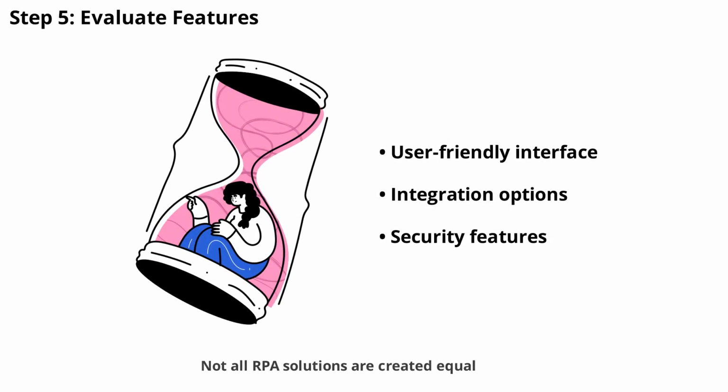Not all RPA solutions are created equal. Evaluate the features offered by each vendor on your shortlist. Key features to consider include user-friendly interfaces, drag-and-drop automation builders, integration with your existing software, and robust security measures. For small businesses, simplicity and ease of deployment are especially important. Make a checklist of must-have features and use it to compare different solutions side by side.